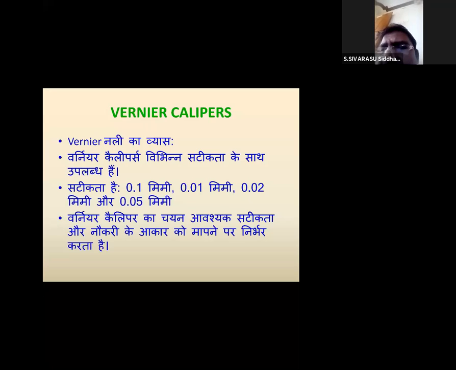The selection of vernier caliper mainly depends upon the accuracy and the size of the job to be measured.